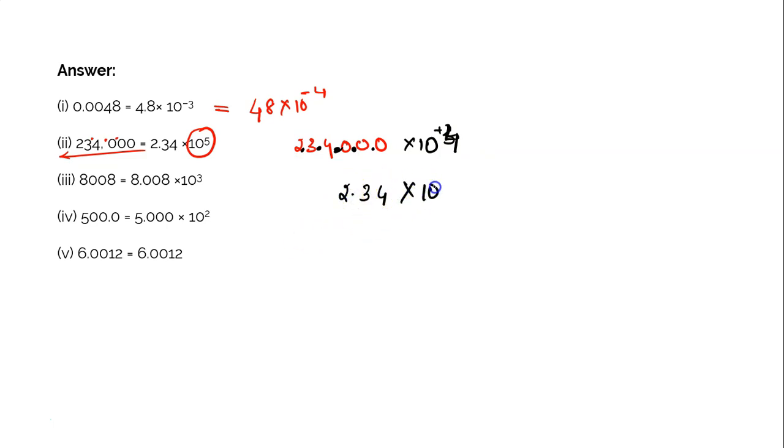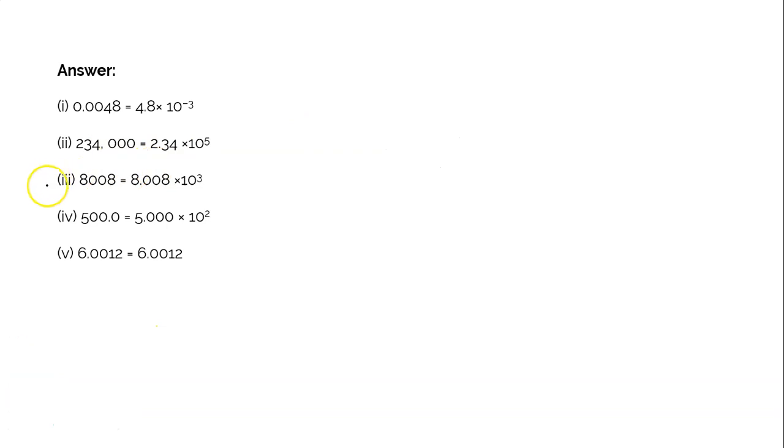So it's finally 2.34000. You don't need to represent the trailing zeros. 10 to the power plus 5. The plus does not need to be represented, so I'm writing it as 10 to the power 5. I hope you're understanding. Now if you are understanding this, try this on your own, but in case you're stuck, listen to me. Cool. So you have 8008. I want to convert this.